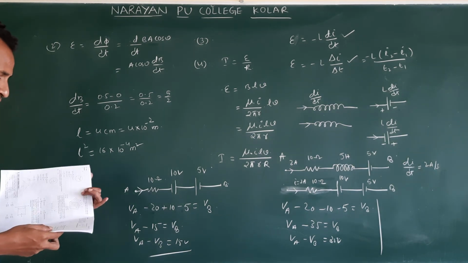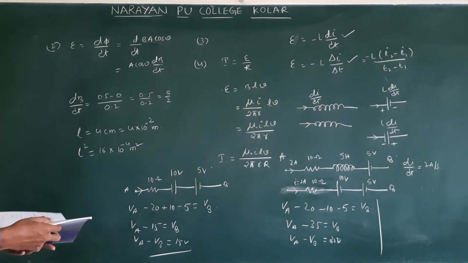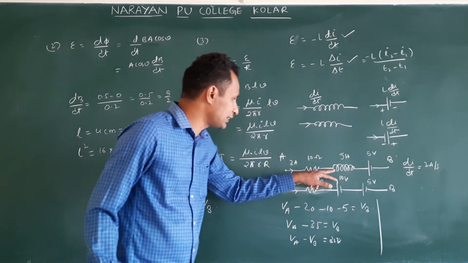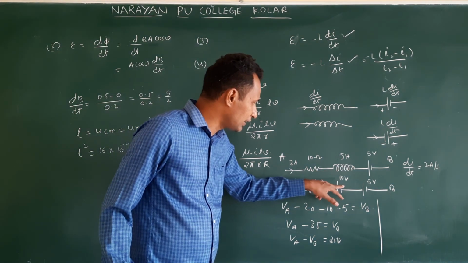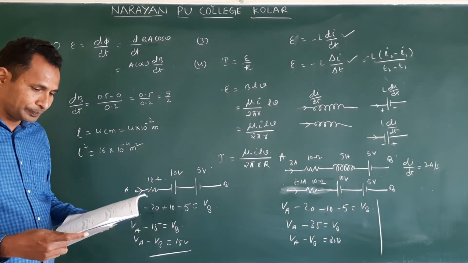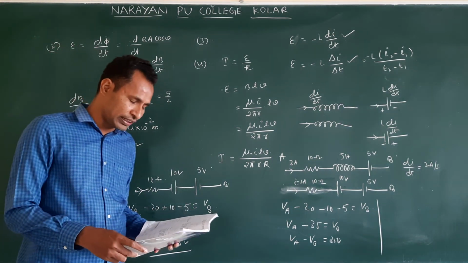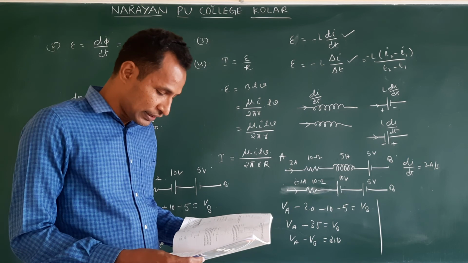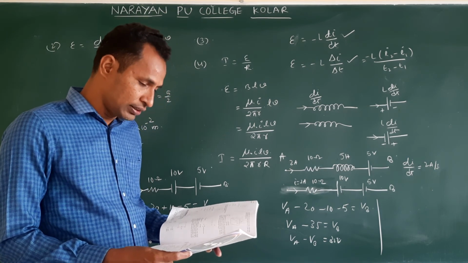Like this we need to solve. Understand? If the current increases, the polarity is like this. If the current decreases, the polarity changes. So this is about self-inductance. Suppose a self-inductance situation is there in a circuit, that comes in.